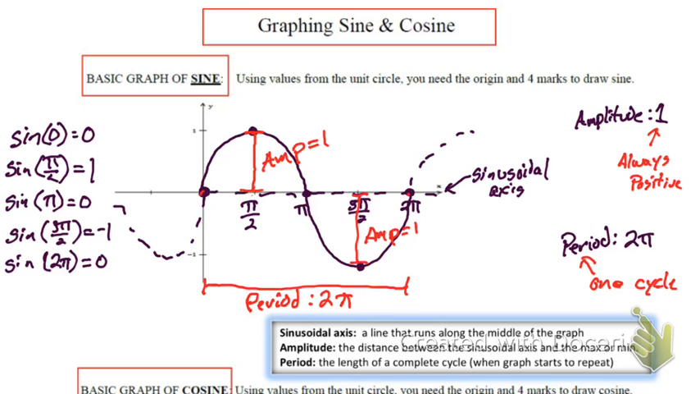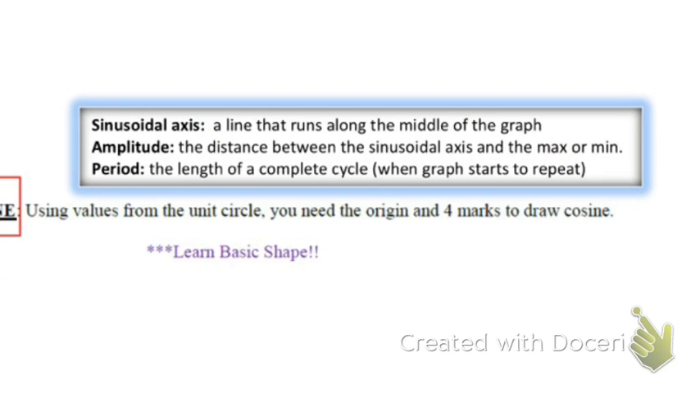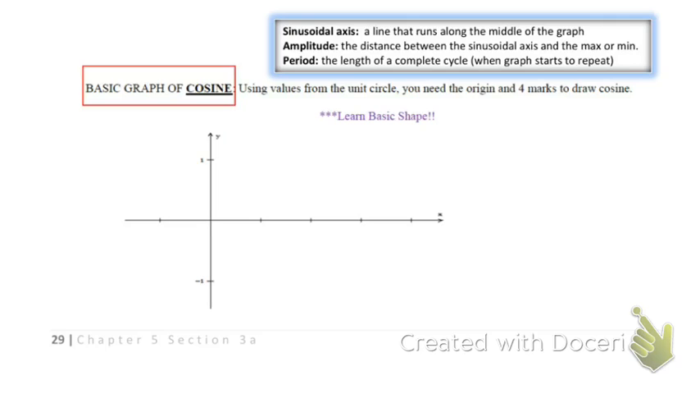All right, let's go ahead and look at the cosine graph. So our cosine graph, we're going to do the exact same thing with those exact same points. We are going to find the cosine of 0. We are going to find the cosine of pi over 2. We're going to find the cosine of pi. We're going to find the cosine of 3 pi over 2. We're going to find our cosine of 2 pi.